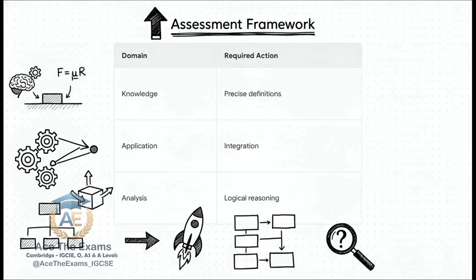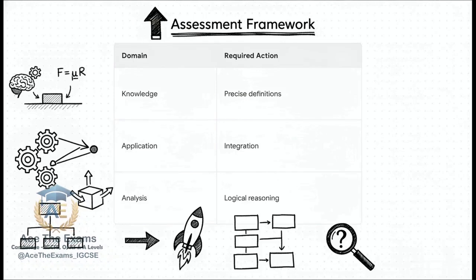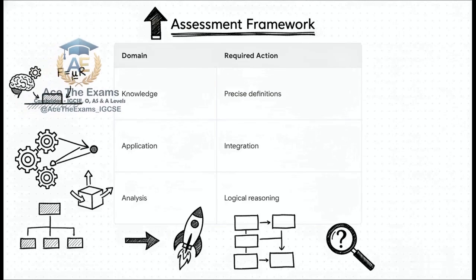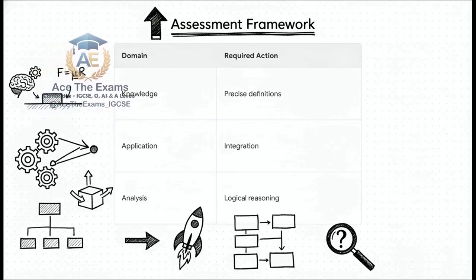The examiners are targeting 3 distinct cognitive domains, scaling up from foundational definitions to high-level analysis. For knowledge and understanding, or AO1, you need precise definitions and to show causal relationships. This is Alex's comfort zone. He knows exactly when to state F equals mu R. But you can't stop there.